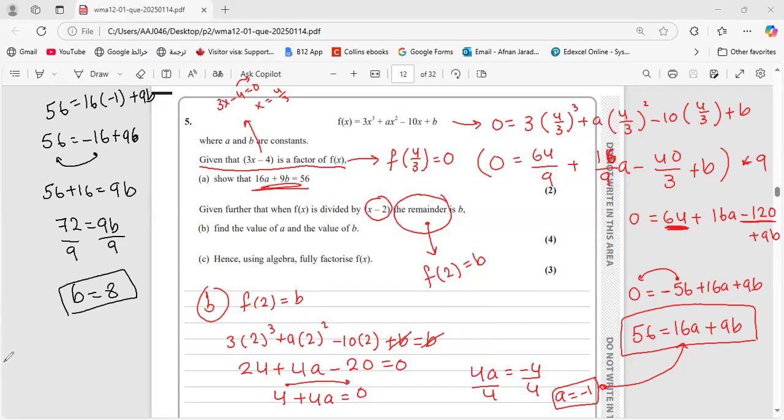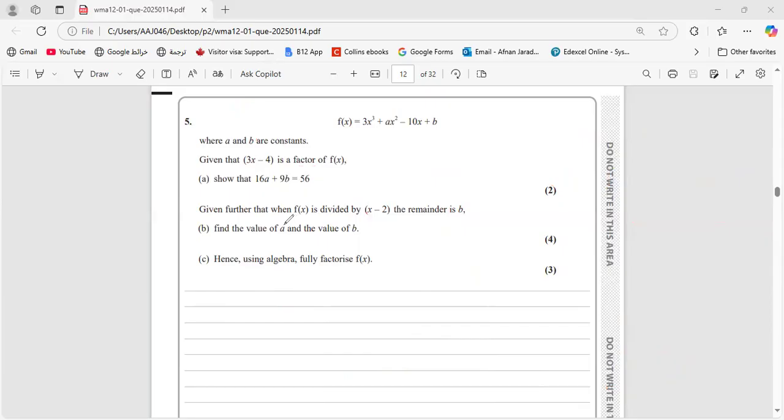Hence, using algebra, fully factorize f of x. To factorize f of x, you always need the factor. To fully factorize f of x, you need the factor. So a equals negative 1 and b equals 8. To fully factorize, I need the factor, which is 3x minus 4, and then divide, like this.